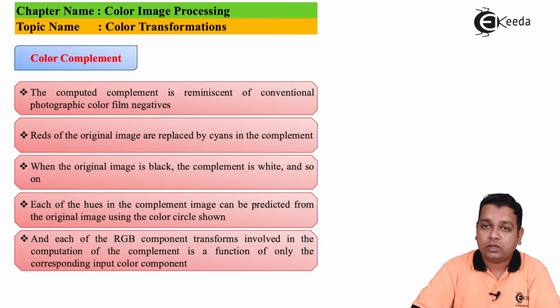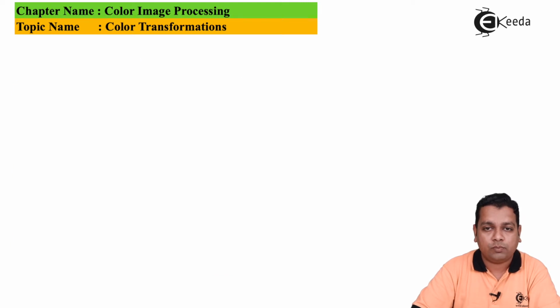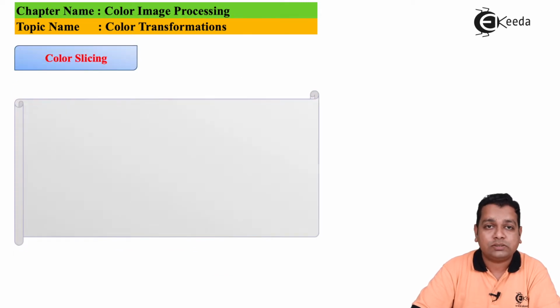Each of the hues in the complement image can be predicted from the original image using the color circle that we have just shown. Each of the RGB component transforms involved in the computation of the complement is a function of only the corresponding input color component. Now we have color slicing here.